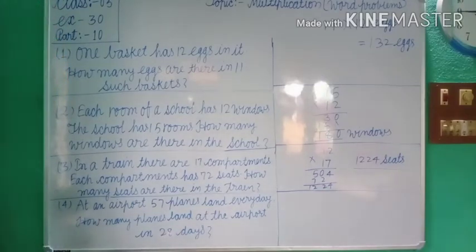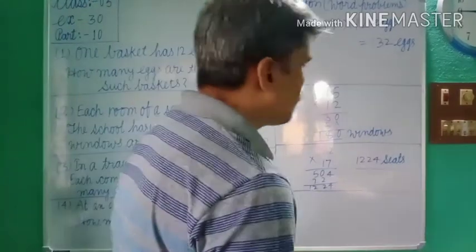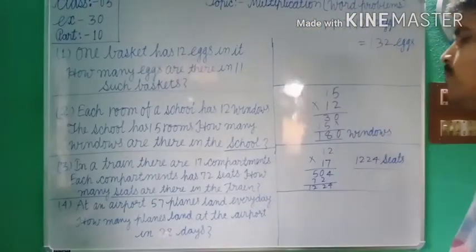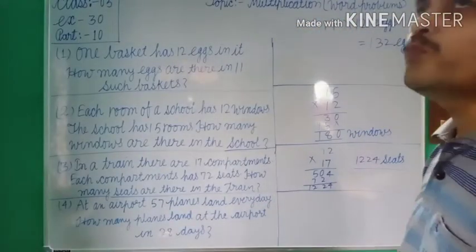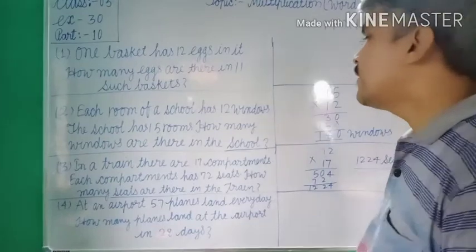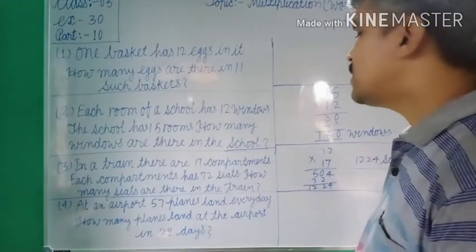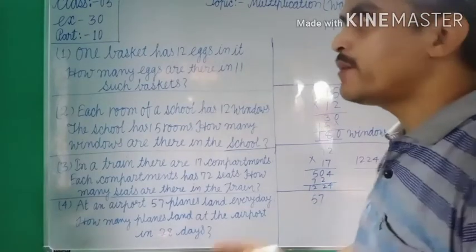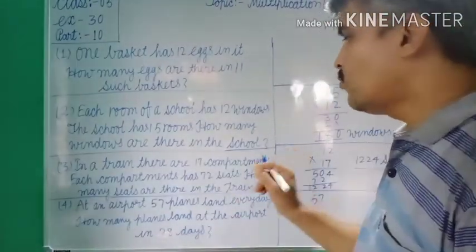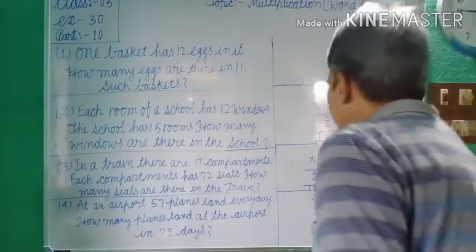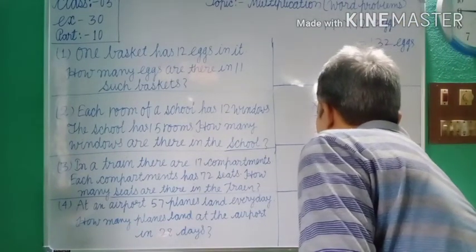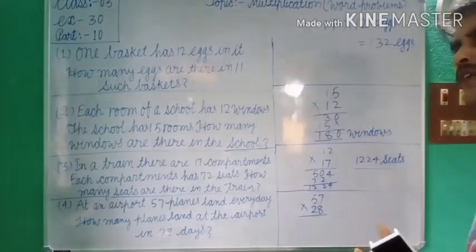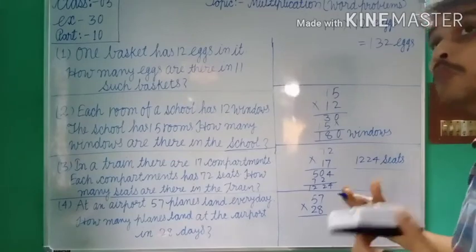And the last word problem. At an airport, 57 planes land every day. How many planes land every day at an airport? 57. Every day, that means one day. How many planes land at the airport in 28 days? You understand? One day 57, for the number of 28 days. How many planes land? More planes land.